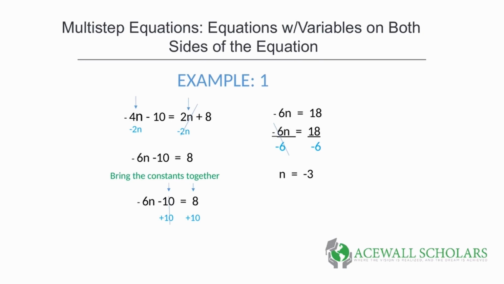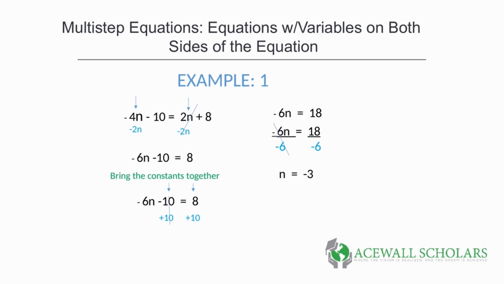So our equation is negative 4n minus 10 equals 2n plus 8. We need to get our variables on one side of the equation. Now to do that, we can move our 2n to the left side or negative 4n to the right side. It doesn't really matter. I am going to move my 2n to the other side of the equation. So to do that, I'm going to minus 2n on both sides.